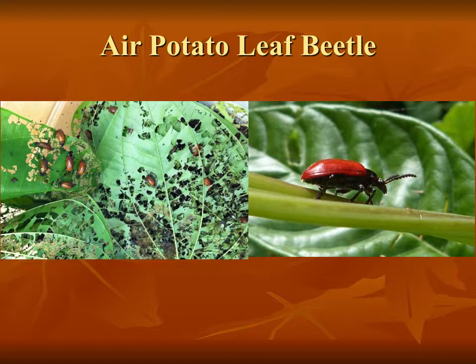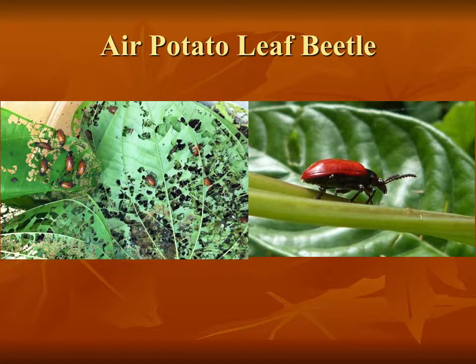As you can see, the adult is very red in color, with red wings and a black body. Cute little thing, a little bit larger than a ladybug. The back end is a little more bulbous in nature, so it's not quite as streamlined as a ladybug, but very similar in appearance, and you might at first mistake it for a different species of ladybug. But it is the air potato leaf beetle, and its food source is air potato, or Dioscorea bulbifera.